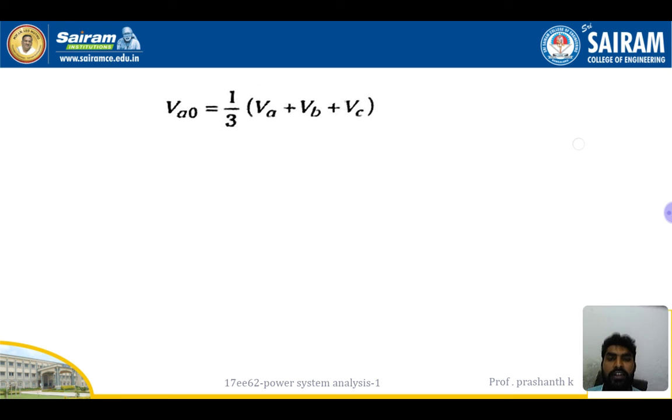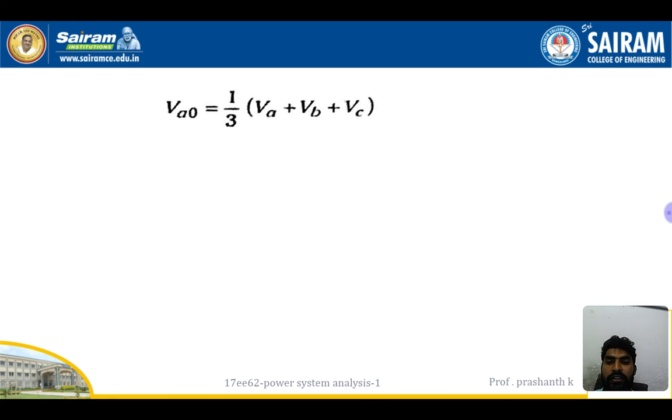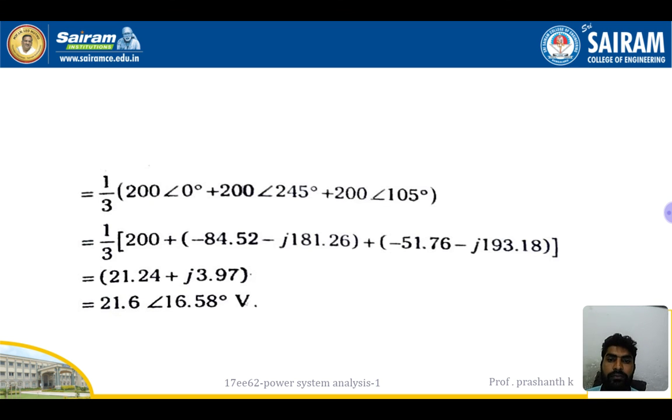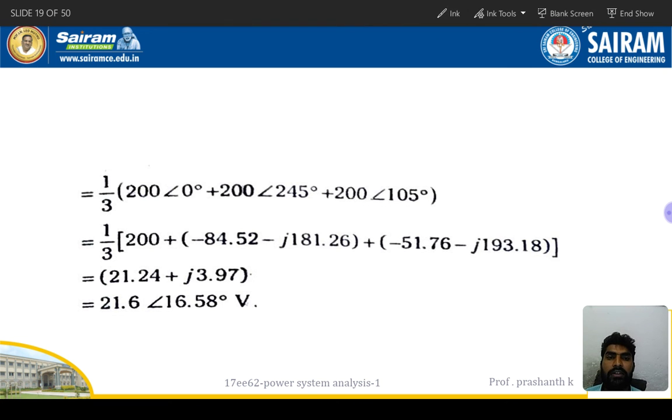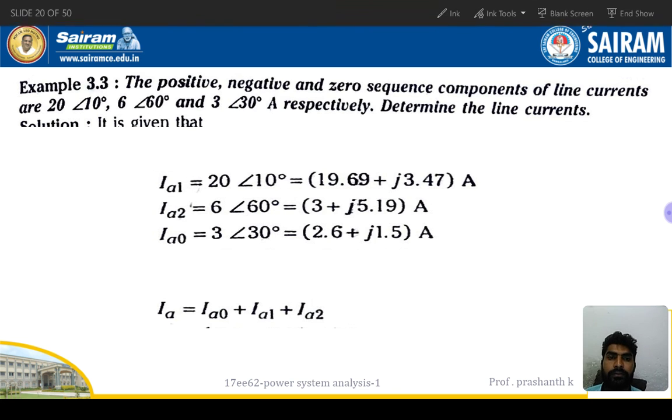So if you want VA0, how to calculate VA0? VA0 is equal to 1 by 3 of VA plus VB plus VC. Just substitute the values of VA, VB and then VC, and you will get the answer: 21.6 angle 16.58. Okay.